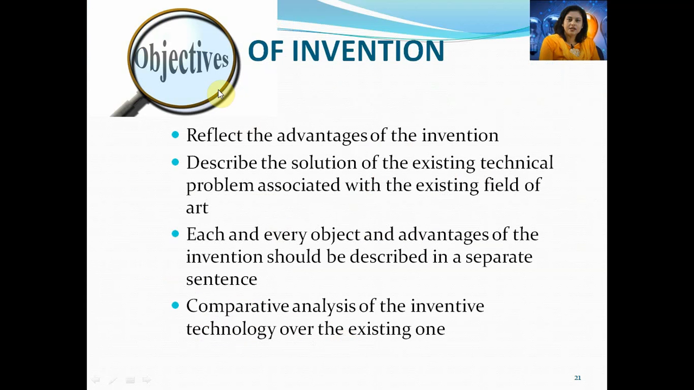Next we go to objectives of invention. Objective of invention should clearly reflect the advantages of the invention. It should describe the solution of the existing technical problem associated with the existing field of art. Each and every object and advantages of the invention should be described in a separate sentence. Basically, this portion is a comparative analysis of the inventive technology over the existing one.